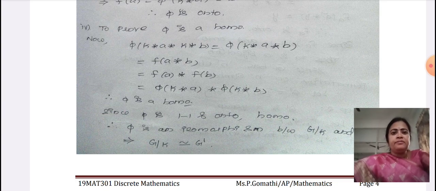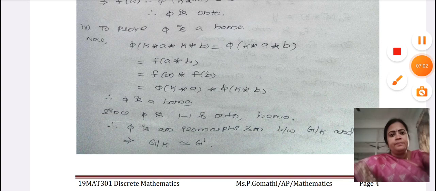Since phi is one to one, onto, well defined and a homomorphism, we can easily say that the group G by K is isomorphic to G dash. So we have derived the fundamental theorem of homomorphism. Thank you.